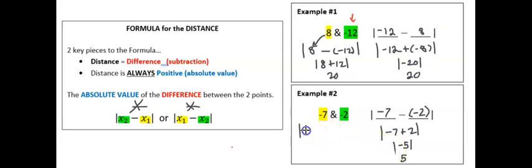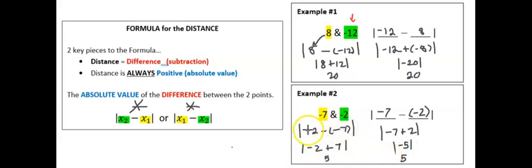Let's switch it. Negative 2, take away negative 7. It's going to take care of it right here. Negative 2 plus 7. There we go. And we get 5, and the absolute value of 5 is 5. So it works out the same.